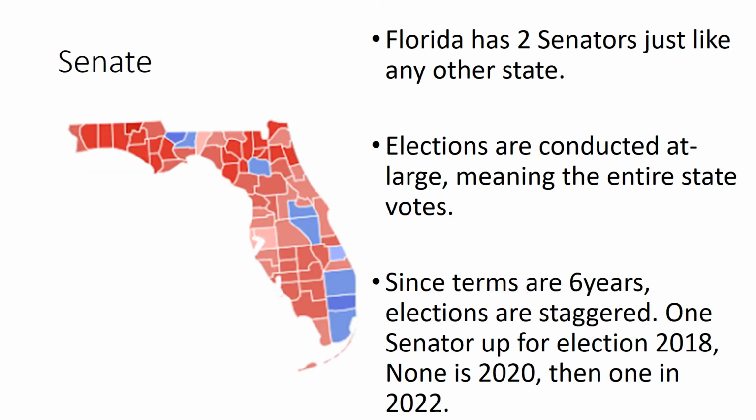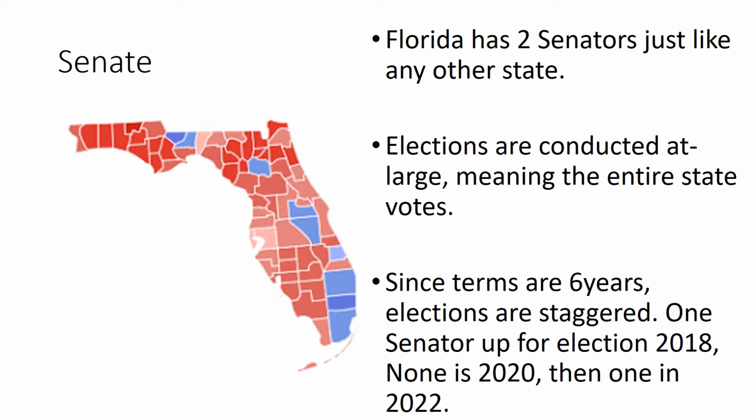Then senators, in comparison, remember, they have a term length of 6 years, but there's still an election every even year for senators. Every state has 2 senators, just like Florida, of course. The elections are conducted at large, meaning the entire state votes for a senator. You don't get divided by counties or by your districts. You still vote at your normal polling place, but you're voting as a whole, the whole of Florida.